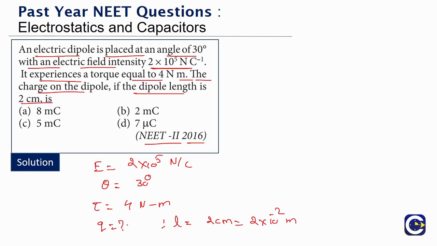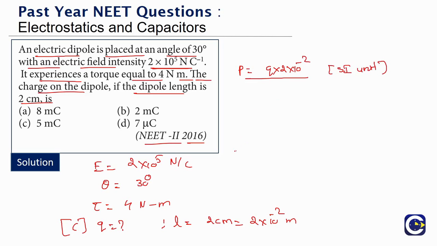So let us say the charge is Q in coulombs. We are taking everything in the SI system of units. Then the dipole moment will be what? Charge into the length of the dipole, right? Which is Q into 2 into 10 power minus 2. This is the dipole moment value in the SI unit.